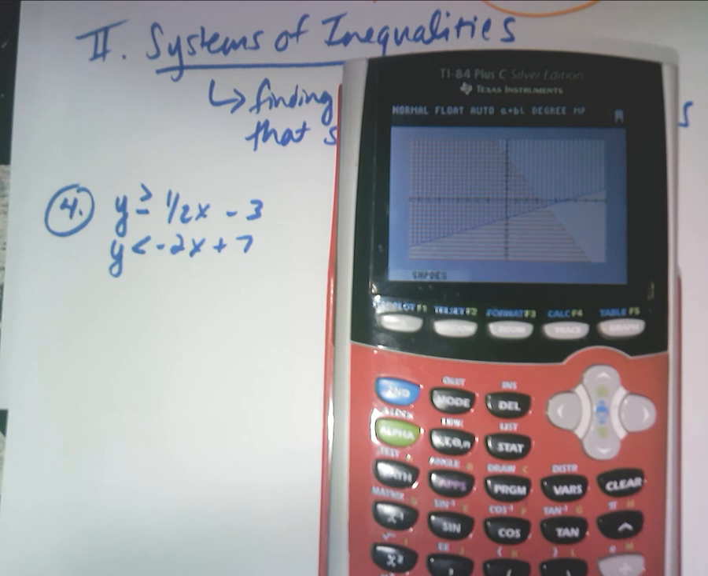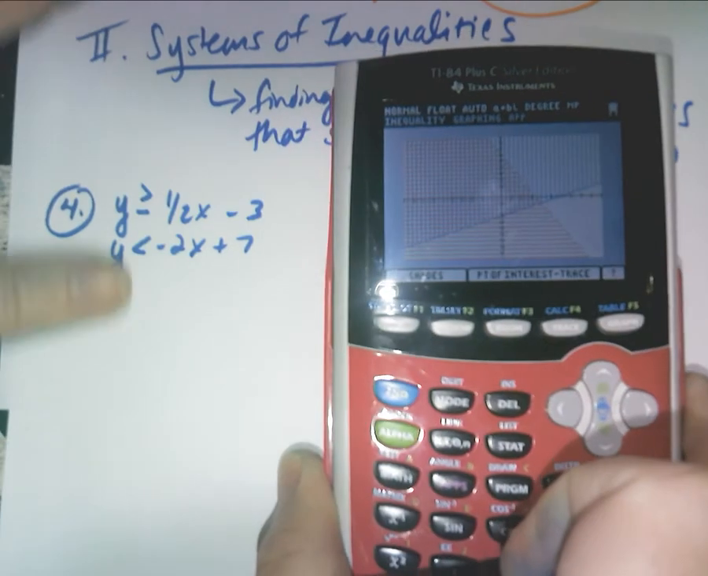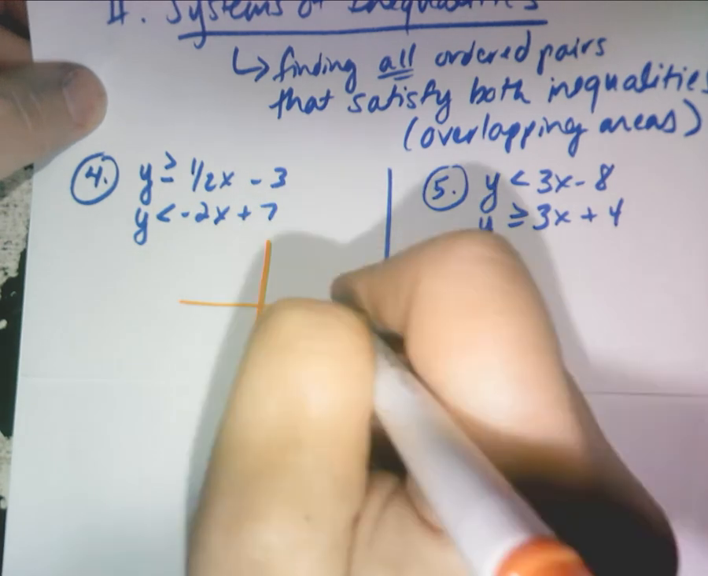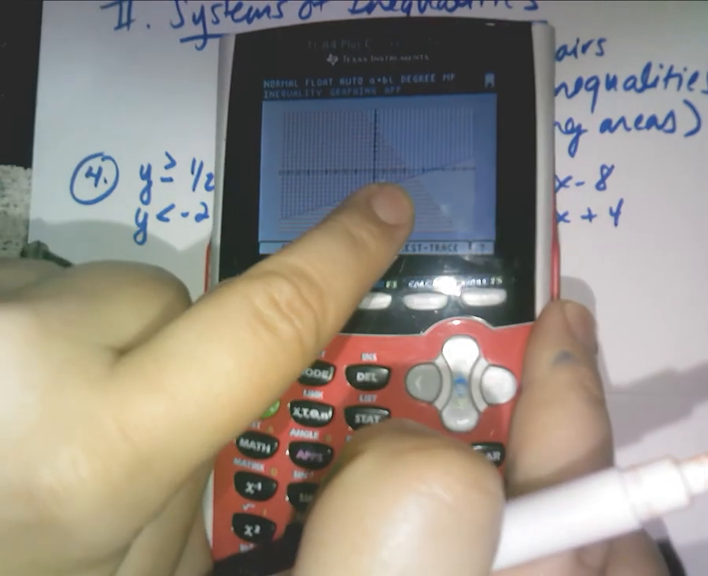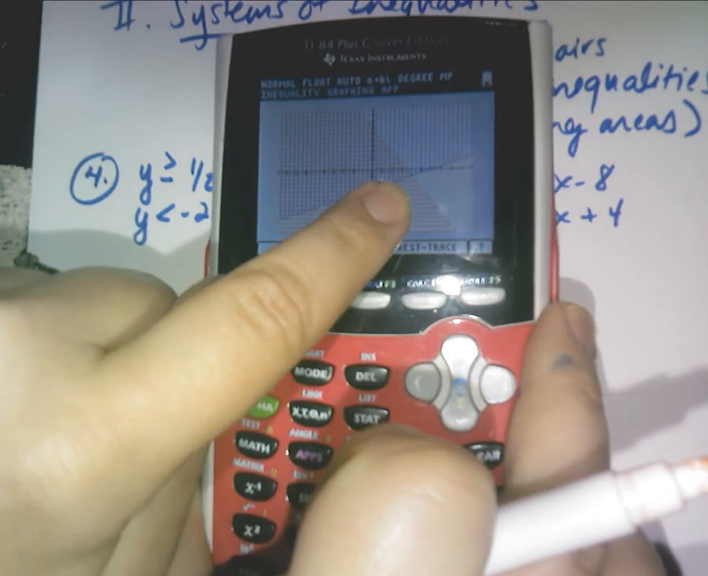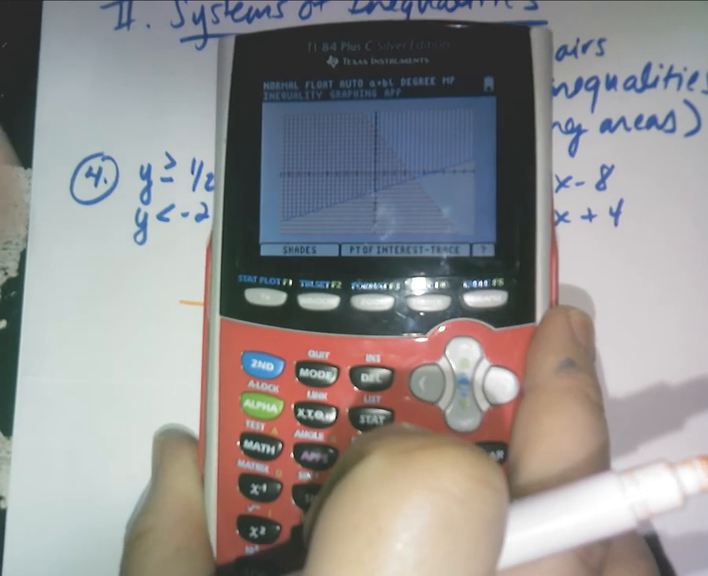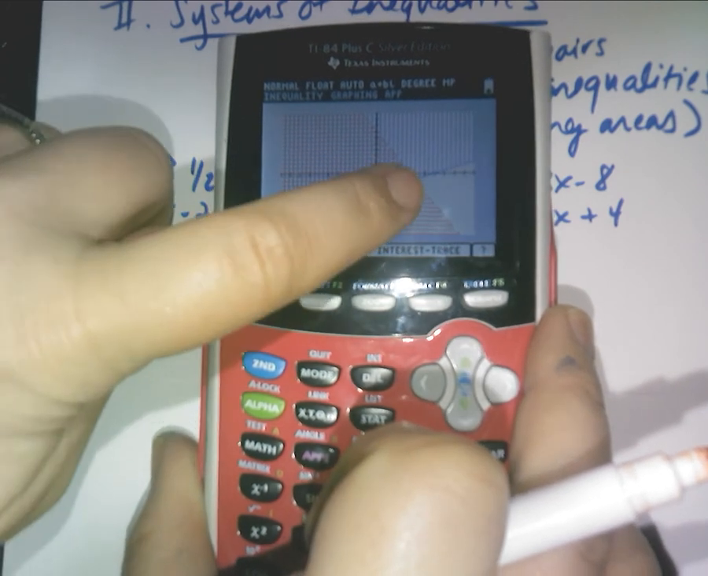Boom. Okay. I want you to notice something. This line is dotted or dashed. Do you know that? This line is solid. Why is that? Good job. This point right here is the point of intersection. That's the point they have in common, but they also have where the overlapping occurs. Where's the overlapping occurring?